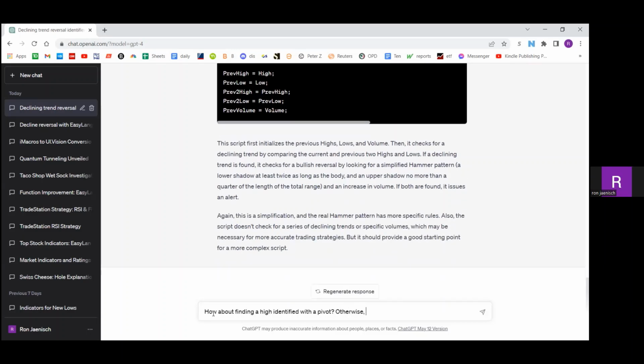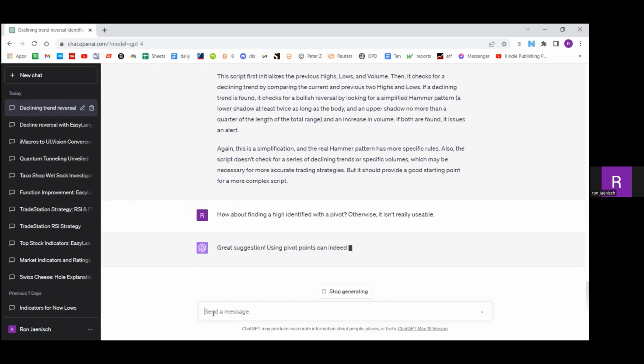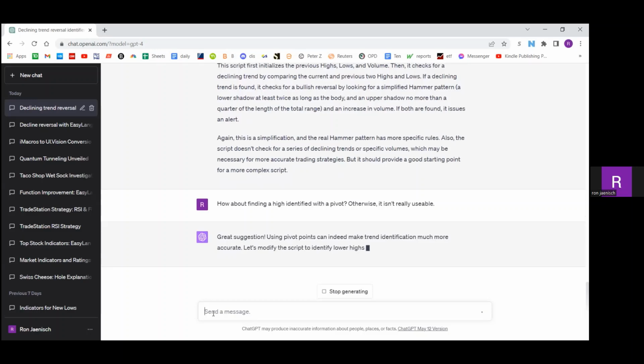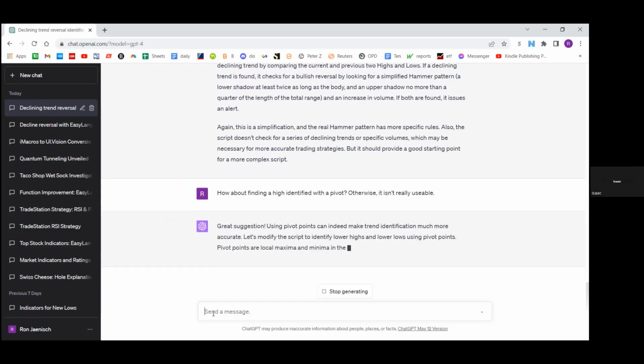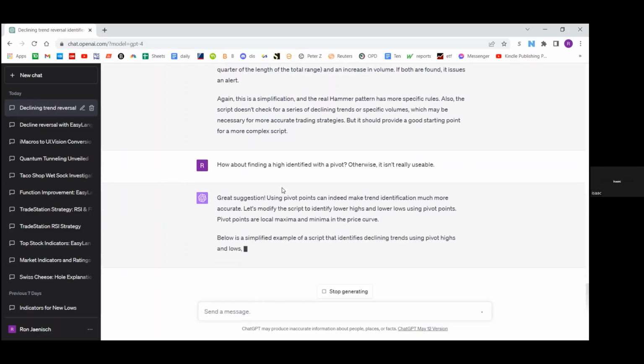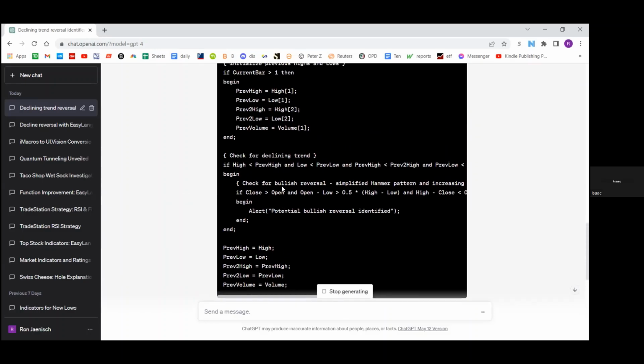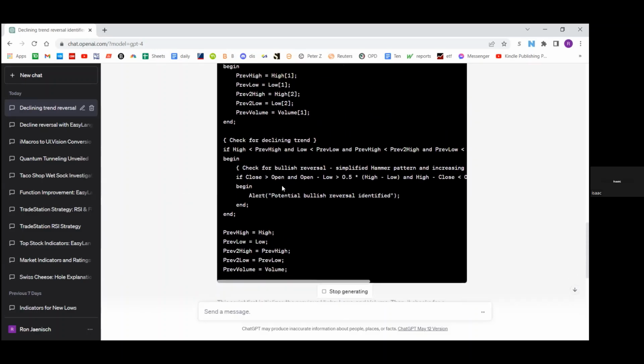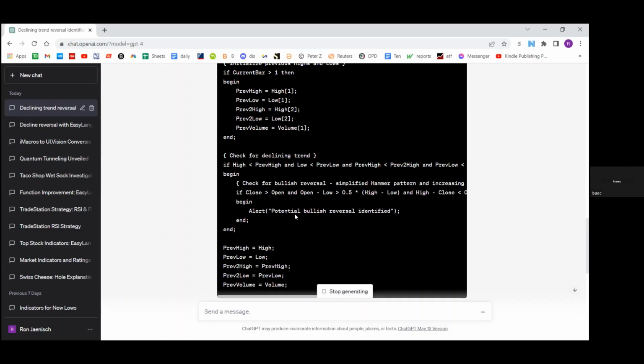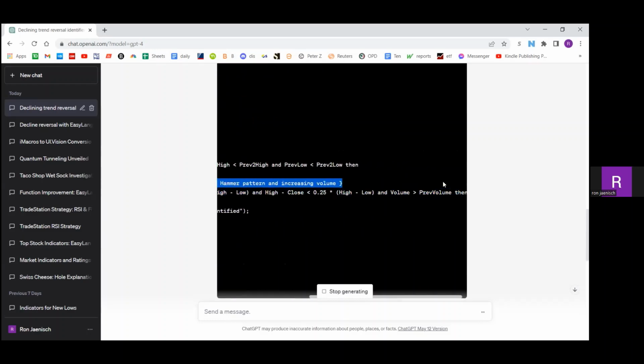I'll just tell it what you said. Well, I thought it had the pivot point that it was showing earlier. It was saying when it goes down, they go to bullish. That's the pivot point. Reversal identified. Yep, that is a pivot. You're right, that's a pivot. Simplified hammer pattern and increasing volume. Oh, there's a lot more going on in this line, actually.